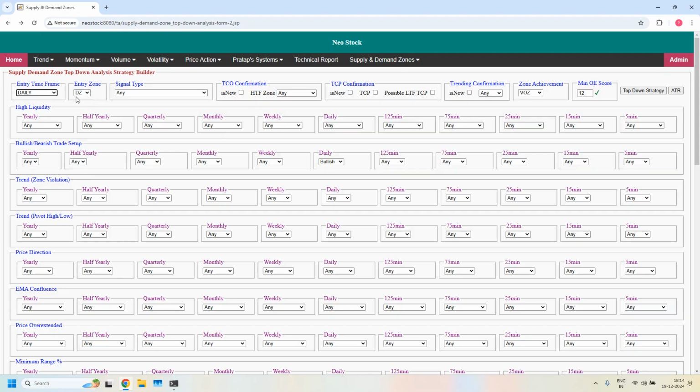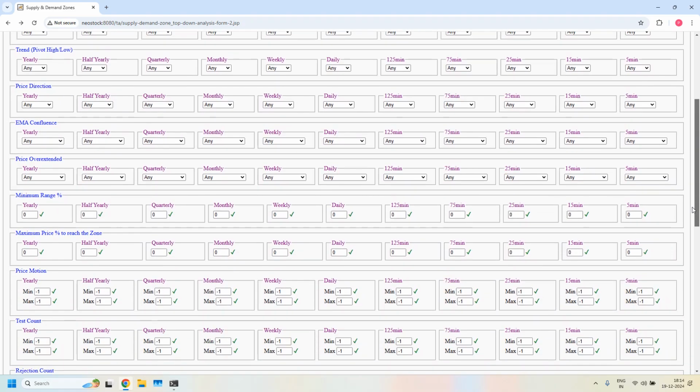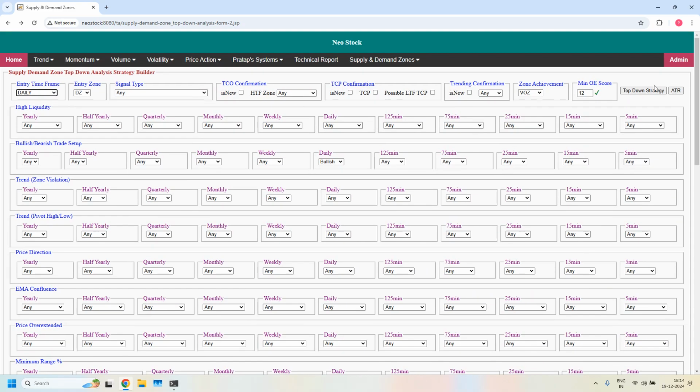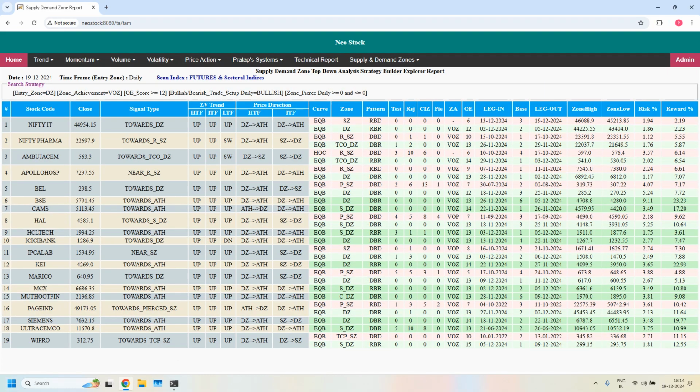Bullish trade setup, daily demand zone. And we have selected daily time frame bullish. And even pierced count also, daily time frame we selected. 0, 0. Okay, fine. Let me filter. We got 19 stocks. These 19 stocks are supporting bullish trade setup for monthly income trade. Entry time frame is daily.